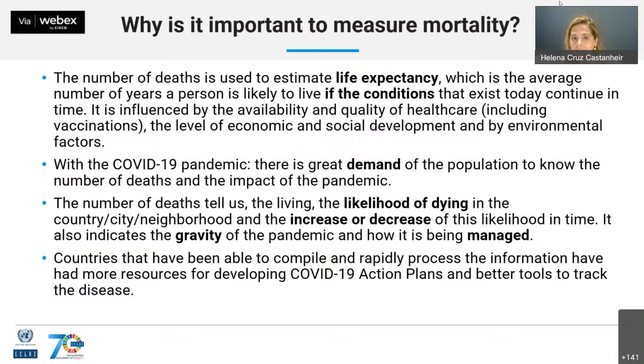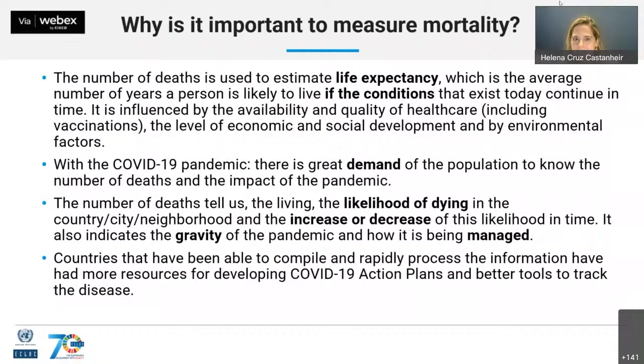So everything that affects the living, right? The conditions and the health conditions in the society. So the better the healthcare systems, the higher will be the life expectancy.